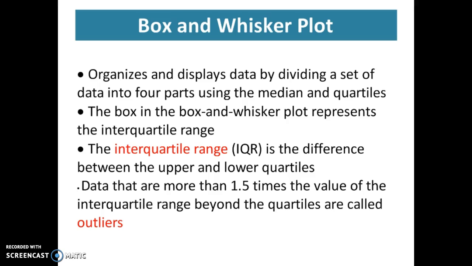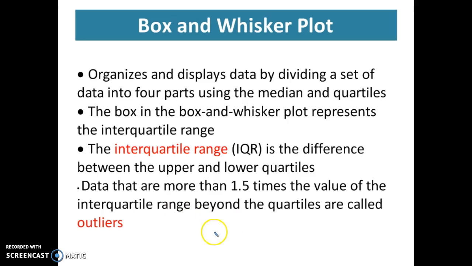We use this information in a box and whisker plot. Okay, so a box and whisker plot organizes and displays data by dividing a set of data into 4 parts using the median and quartiles. The box part of the box and whisker plot represents the interquartile range, and that is the difference between the upper and lower quartiles. Right? Data that are more than 1.5 times the value of the interquartile range beyond the quartiles are called the outliers.